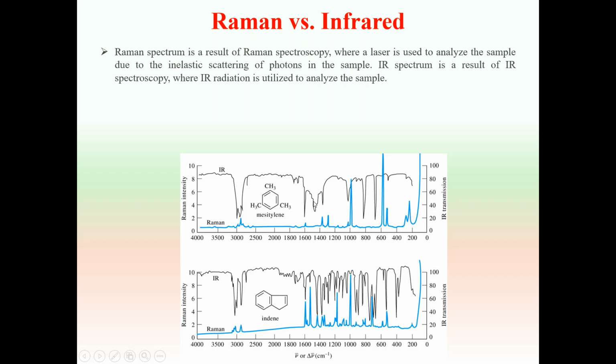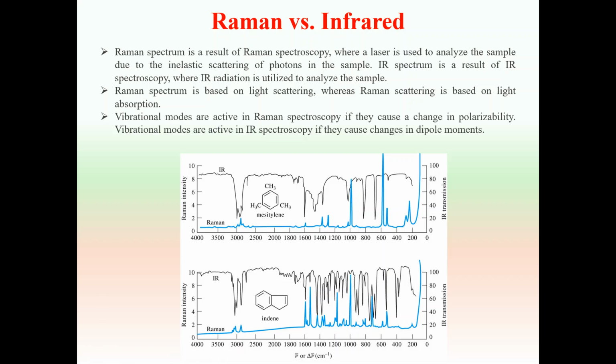The Raman spectrum is the result of Raman spectroscopy, where a laser is used to analyze the sample due to the inelastic scattering of photons by the sample. Whereas the IR spectrum is the result of IR spectroscopy, where IR radiation is utilized to analyze the sample. IR spectrum is based on light absorption, whereas Raman scattering is based on light scattering.